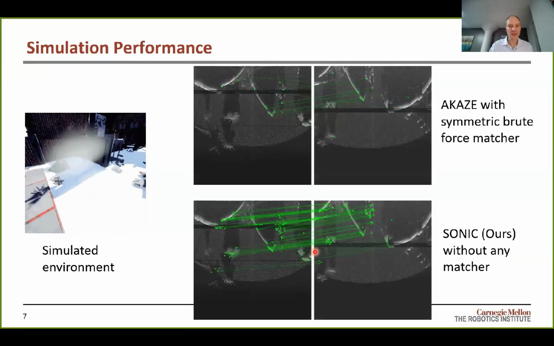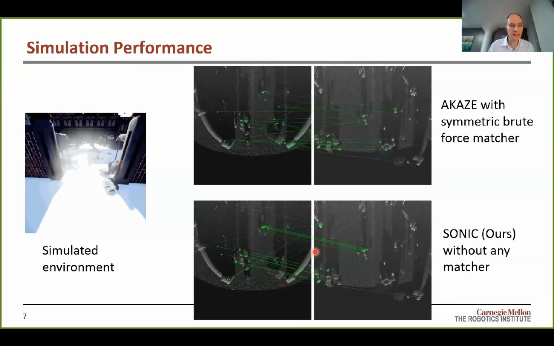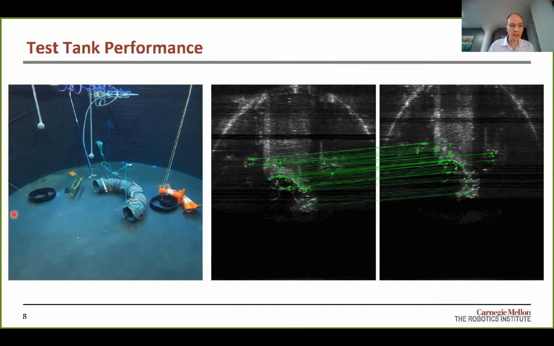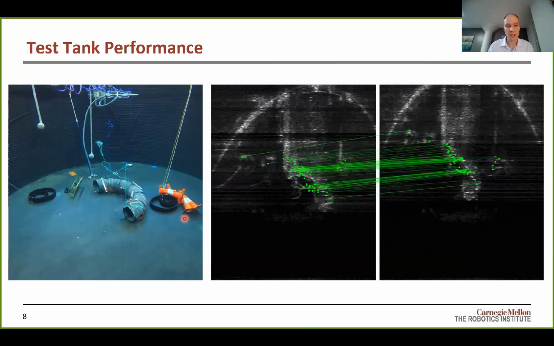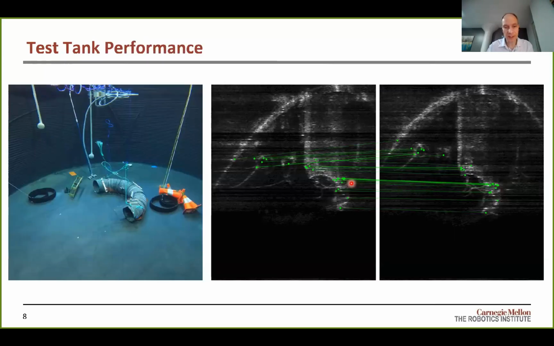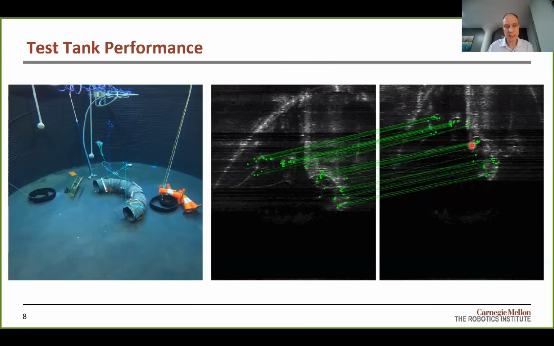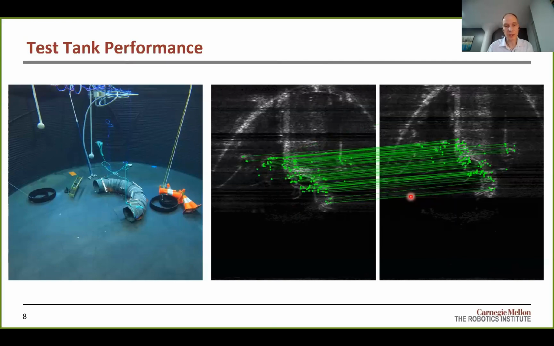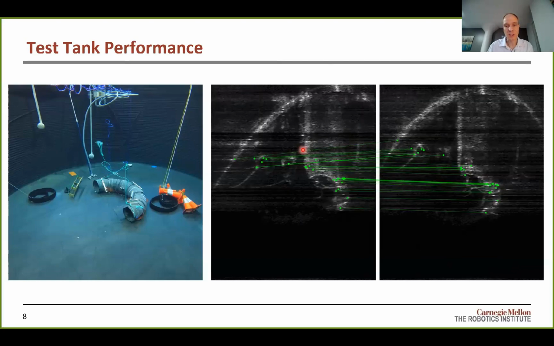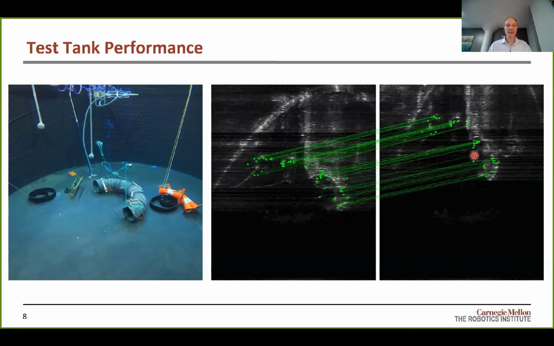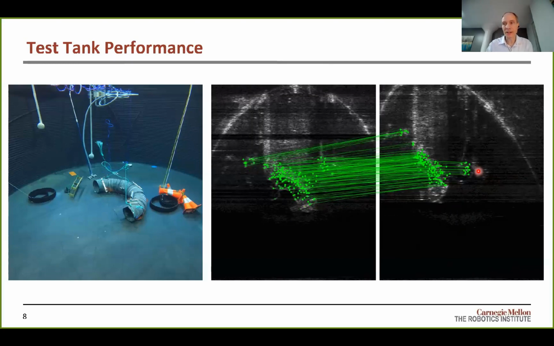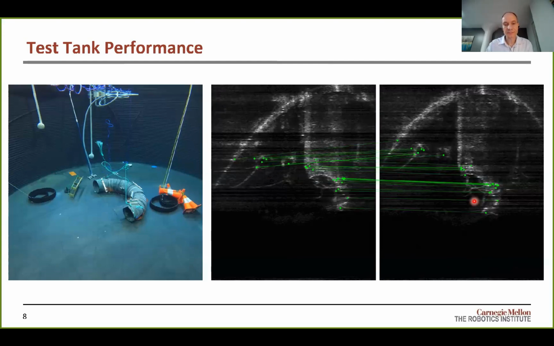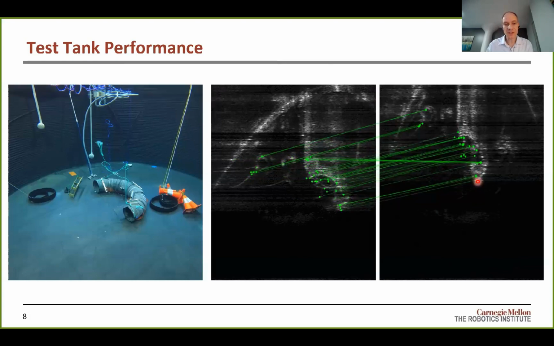So we also had to do this in a real setting. This is in our test tank. We have a couple of objects on the ground to get some interesting features. And on the right, you can see from different viewpoints the sonar correspondences compared to a first image here. Now, this image actually does include rotation. So the vehicle rotates, even though this is not obvious.